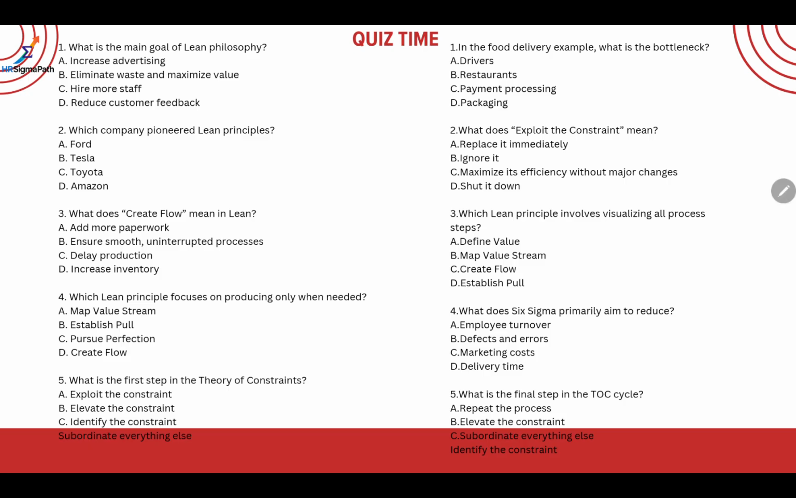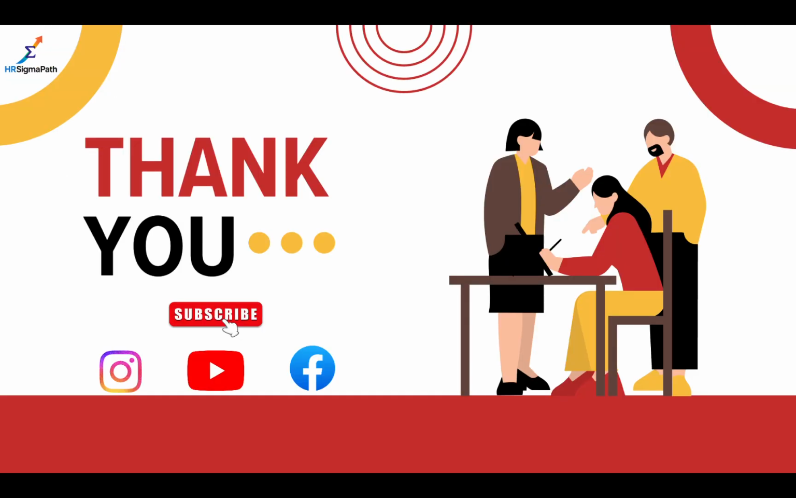So here is quiz time. Let's test what we have learned with a quick quiz on lean philosophy and the theory of constraints. Just comment down your answers in the comment box. What we have learned today is that lean helps us move faster, and TOC, the theory of constraints, helps us move smarter. Together they turn chaos into clarity. Whether you are building a car, delivering food, or creating content, what is the key here? Find the bottleneck or the constraint, fix the flow, and never stop improving.